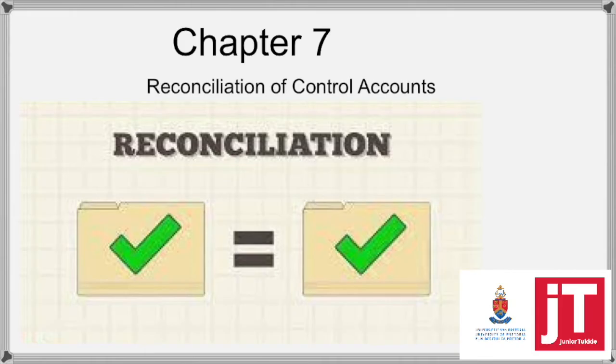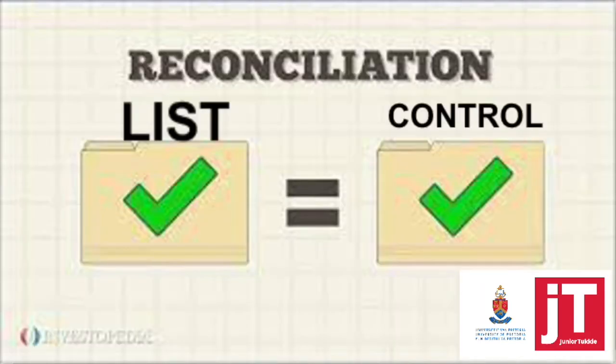Mrs. DeMailon speaking, and today we are going to start a new chapter, Reconciliation of the Control Accounts. Now, reconciliation is the checking that the list is equal to the control account. In other words, the debtors or creditors list, or the debtors or creditors ledger, is equal to the general ledger accounts, the debtors control account or the creditors control account.